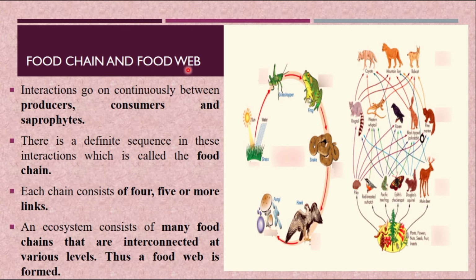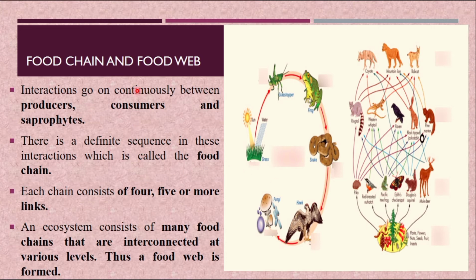त्यांना म्हटलं जातं फूड वेब. It is called the food web. An ecosystem consists of many food chains. आपण बघूया इथे वेगवेगळ्या फूड चेन्स आहेत, but they are interconnected. आपण इथे बघू शकता इथे खूप सारे नेटवर्क आहे. म्हणजेच हे जे ऑर्गॅनिझम्स आहेत ते एकमेकांशी इंटरकनेक्टेड आहेत. They are interconnected at various levels.